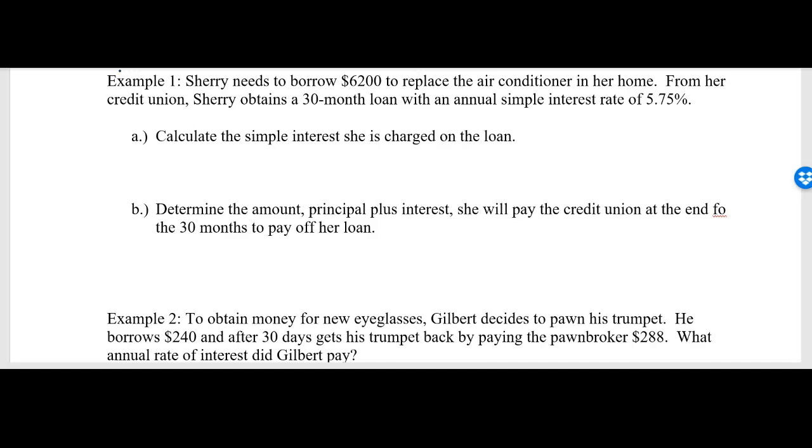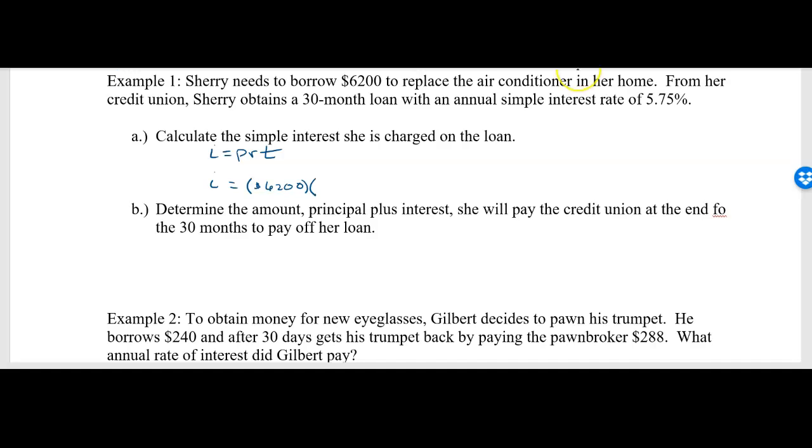All right. As soon as I see the word simple interest, I like to write down the formula. I equals PRT. Now, in this case, it's asking us to find the interest, so that would be I. Well, now we have to figure out what all the numbers are that go with the variables. So, for example, the principal is how much she's borrowing. Well, we were told that that is $6,200.